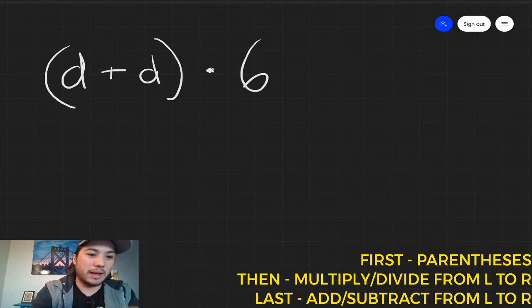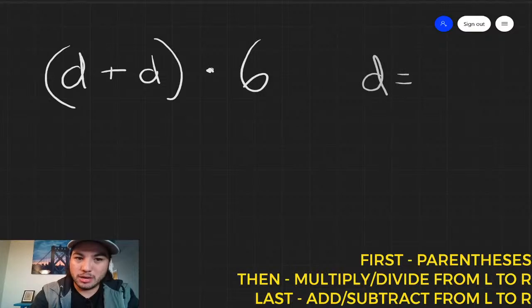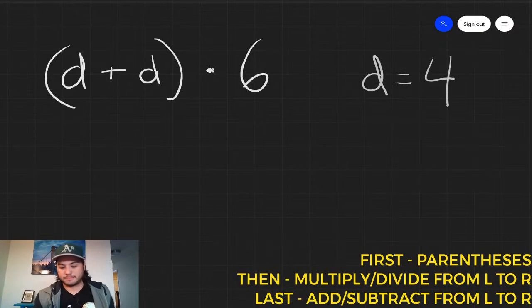So I'll leave that question hanging there, but let's try this. Substitute D equals 4. Substitute a 4 for both d's. So you're going to end up with 4 plus 4. All right? And then multiply by 6. And what do you get? What is your simplified answer?